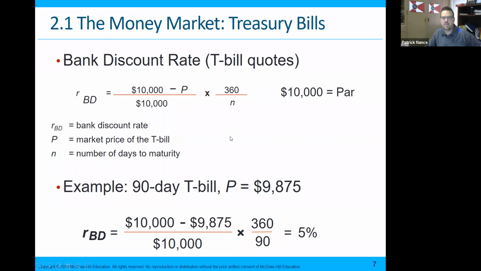Okay, how to figure out a bank discount rate if you have the amount that you're actually going to pay for it. Rather than having an asking price, if we know what we're paying for it in the first place, we can take the par value, they use 10,000 here, minus the market price of the T-bill, and then multiply by 360 divided by the number of days to get the return. For example, if the asking price is $9,875, which is the one they do here, and it's a 90-day T-bill, then the yield would be 5%.